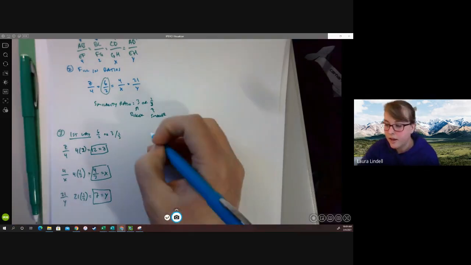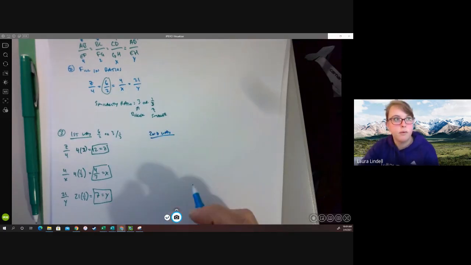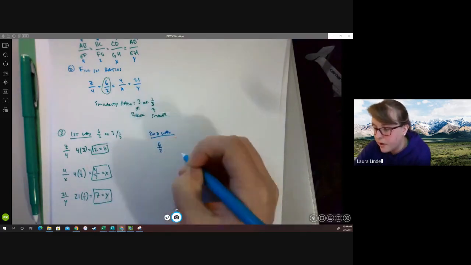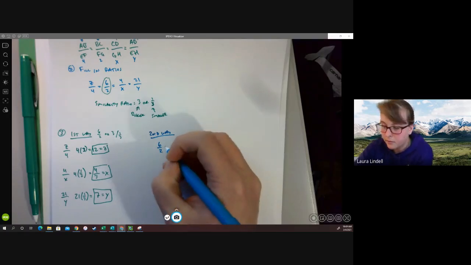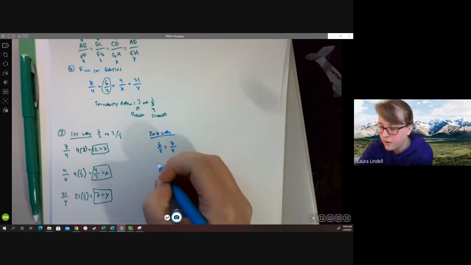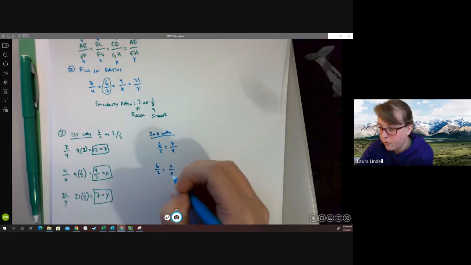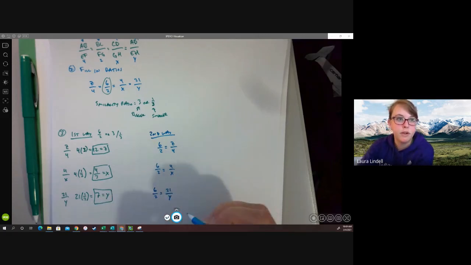The second way. What I would do for the second way is take this ratio that we know, 6/2, and I'm going to set it up into 3 different equations because we're solving for 3 different things. So I'm going to say 6/2 is equal to z over 4. I'm going to say 6/2 is equal to 4 over x. And I'm going to say 6/2 is equal to 21 over y. So we're setting up 3 equations here.